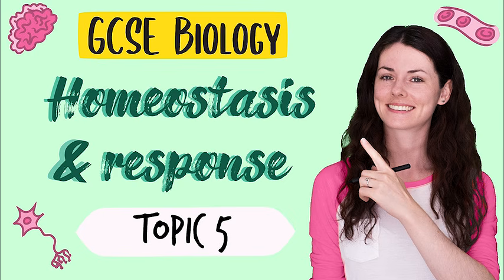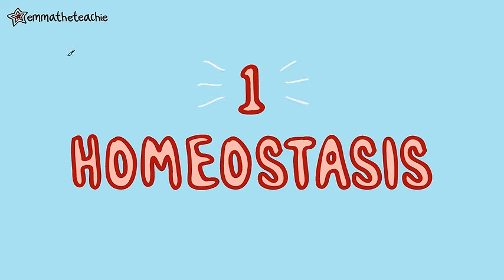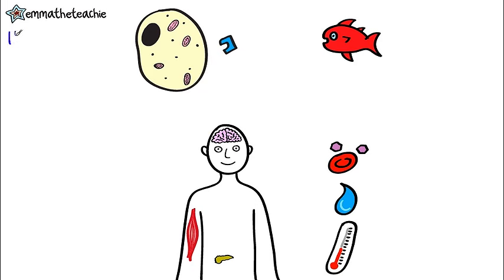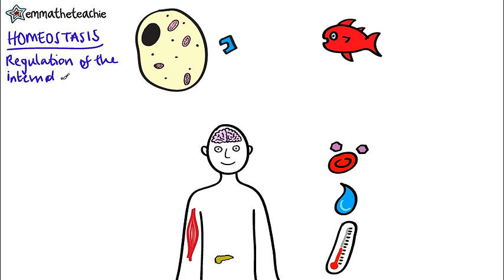Our first topic is homeostasis and response, and we're starting with number 1, homeostasis. Okay, let's start with a definition. Homeostasis is regulation of the internal environments or conditions. That just means keeping things constant.